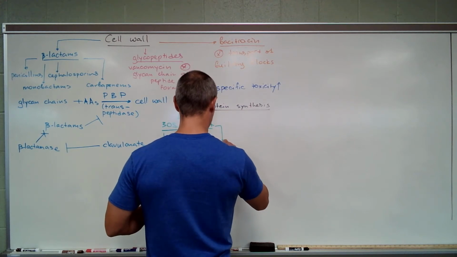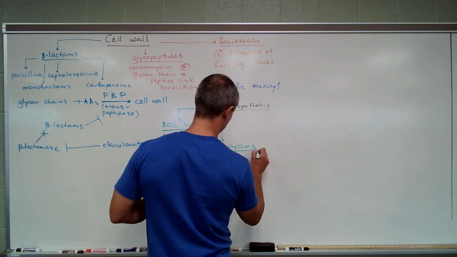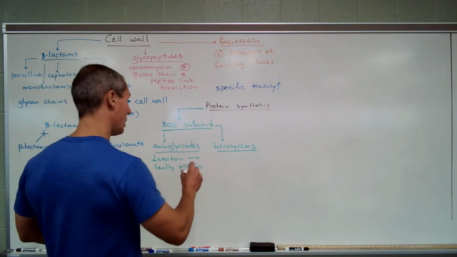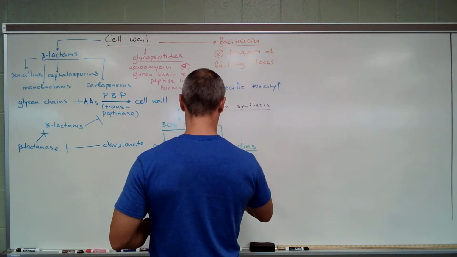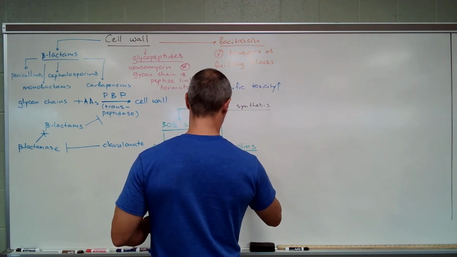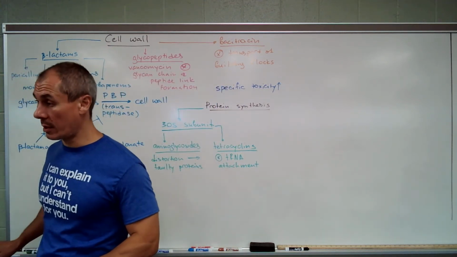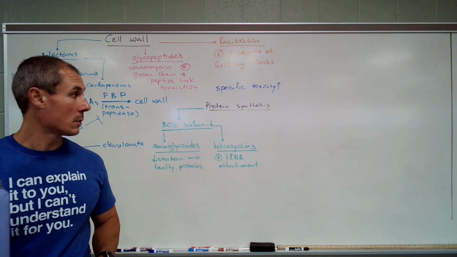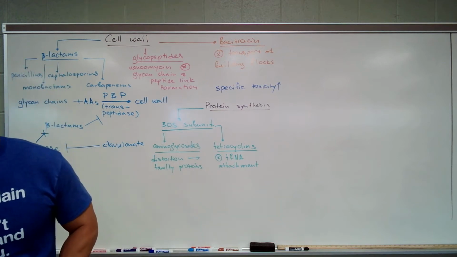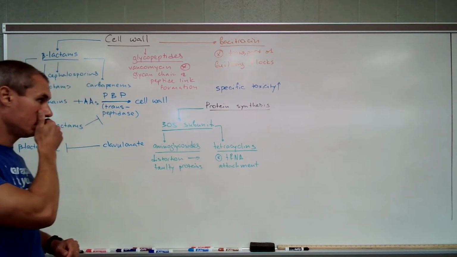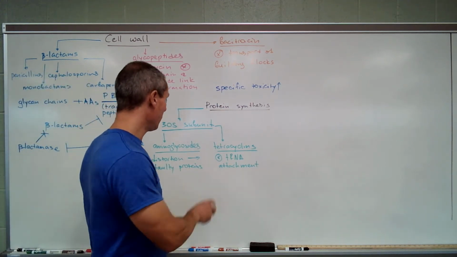And the second group is tetracyclines, which inhibit the tRNA attachment. So they basically stop synthesis of proteins from happening. Does that make sense? Good? Okay, awesome. Again, those are classes.